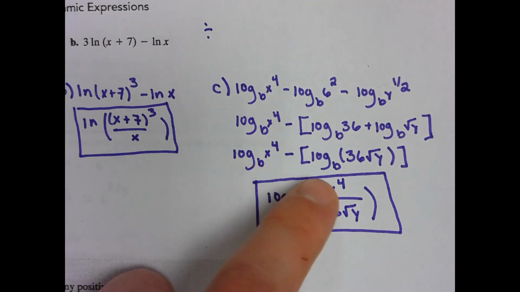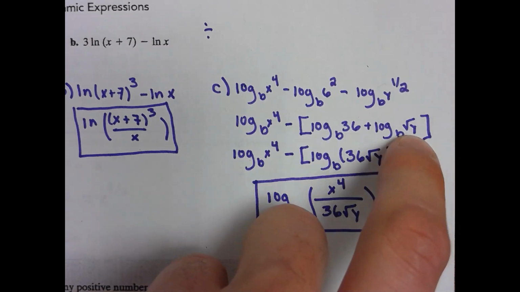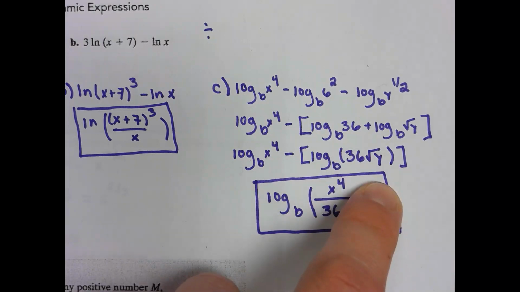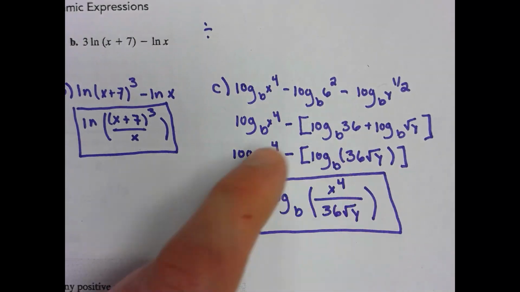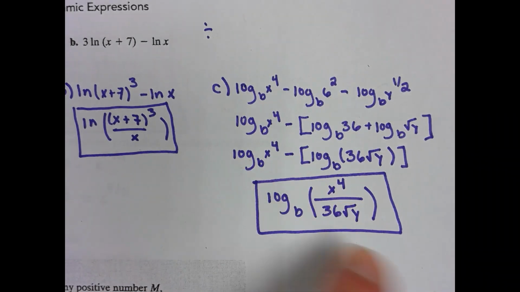So then, log base b of 36 plus log base b of root y combine together to be log base b of 36 times root y. And since it's one log minus the other, it ends up combining to be log base b of x to the 4th divided by 36 root y.